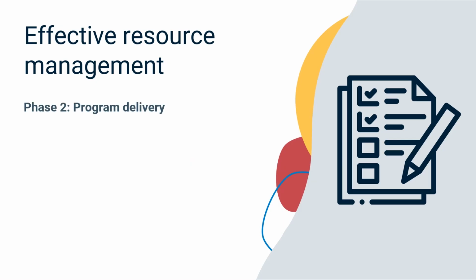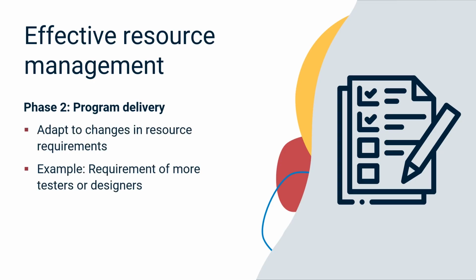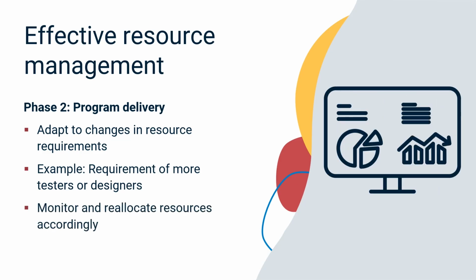As you move to the second phase, that is program delivery, resource requirements might change. For instance, as you approach the testing stage, you might need additional testers to meet deadlines, or more designers to refine the user interface based on feedback. It's crucial to monitor and reallocate resources accordingly to stay on schedule.